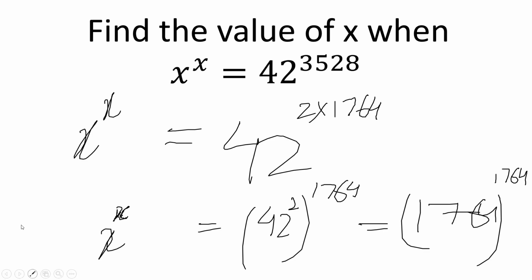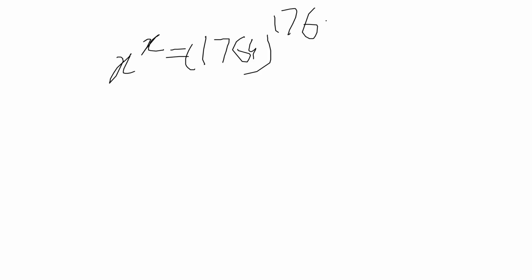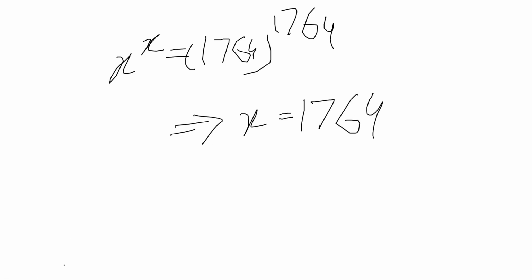So therefore, as you can equate the base to the base or the exponent to the exponent, you have your result. Since x power x is equal to 1764 power 1764, therefore this means that x is equal to 1764. So you see how easy it becomes by means of a simple algebraic manipulation. You just got to put a little stress on your brain and you have your answer.